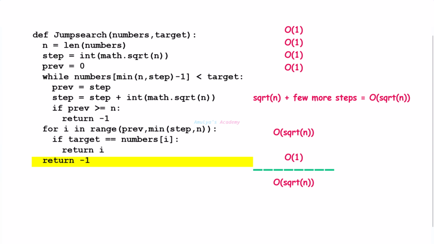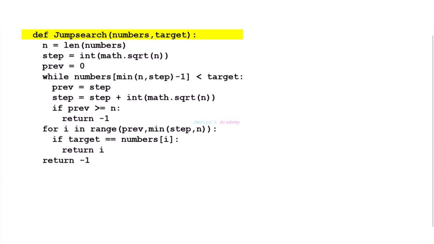Next, let's talk about space complexity. Okay, here first line, function header. Here it will take constant space because it only stores reference to parameter and does not allocate memory proportional to the input size. Next, n, step, previous, these are all the variables. It will take constant space.